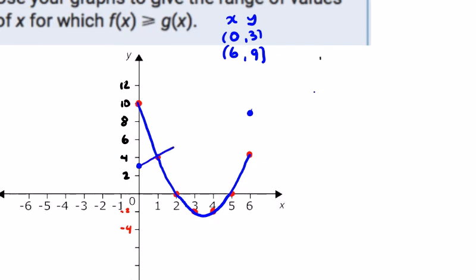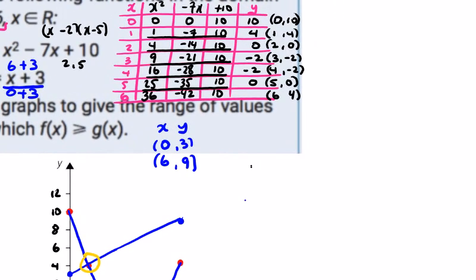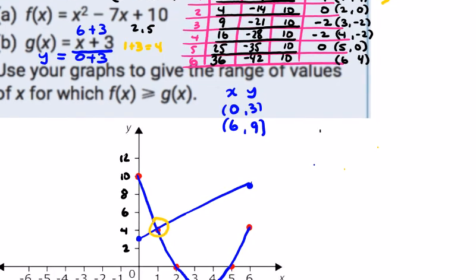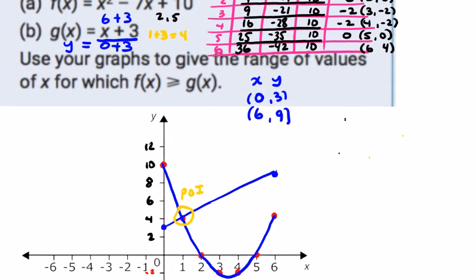It looks like they do cross over at one of the points. Looks like this could be a point of intersection, so let's check what x equals 1 gives. We know what it's equal to on the quadratic. It's equal to 4. We have our function x plus 3, so 1 plus 3 is 4. So this is a point of intersection. I'll call them POI from now on with these two graphs.